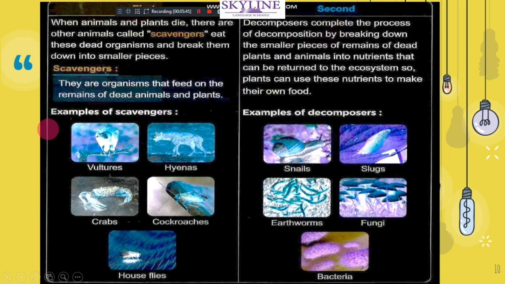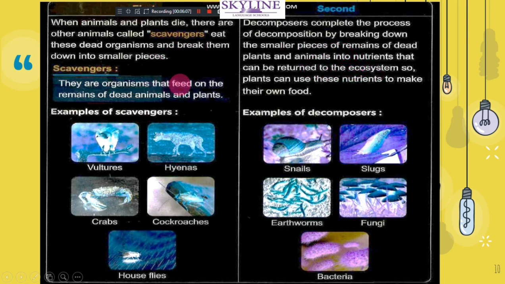And then when they break down the big body into small pieces, the decomposers come, like snails, slugs, earthworms, fungi, bacteria, and they return the nutrients back to the ecosystem.